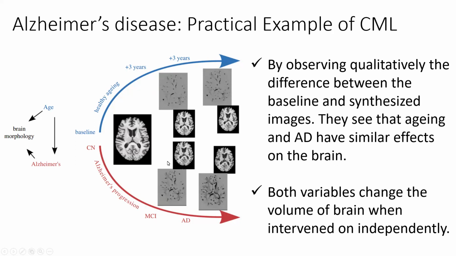This example illustrates the effect of confounding bias. By observing qualitative differences between the baseline and synthesized images, we see that aging and the AD have similar effects on the brain. That is, both variables change the volume of the brain when intervened on independently.